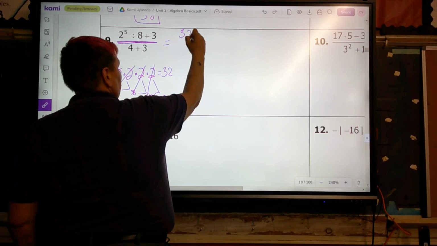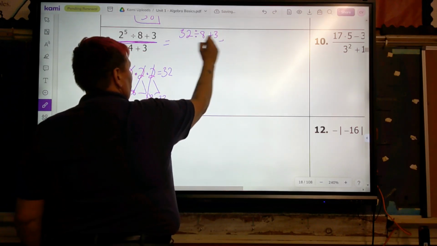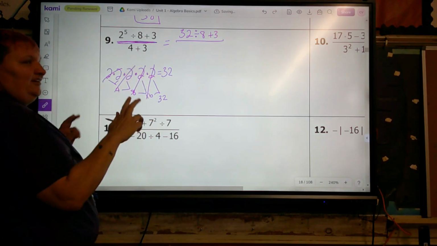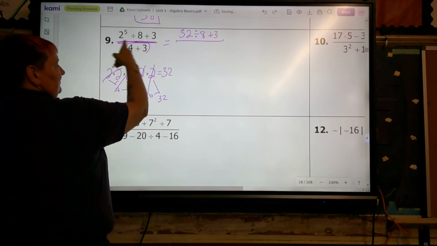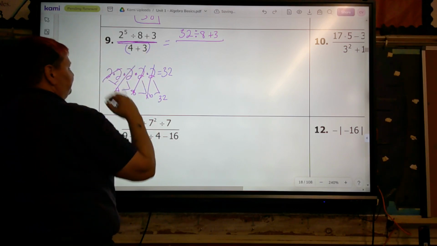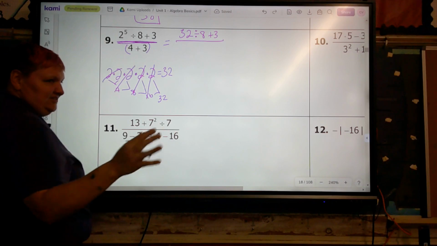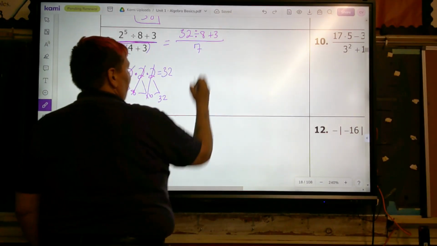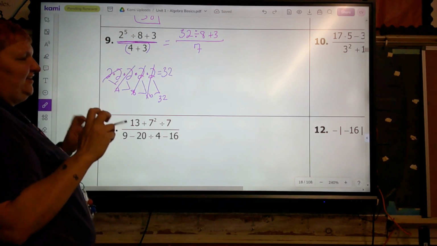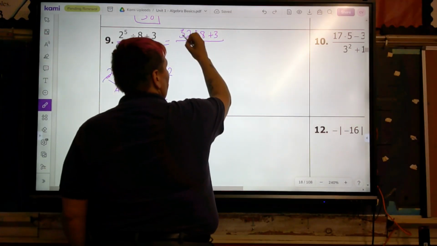So 32 divided by 8 plus 3. And because this is technically considered in parentheses, right? This is a grouping symbol. We can go ahead and add those together even though addition comes last, right? So 4 and 3 is 7. Well, because they're technically inside the invisible parentheses, right? Now we can move on to what's up here.